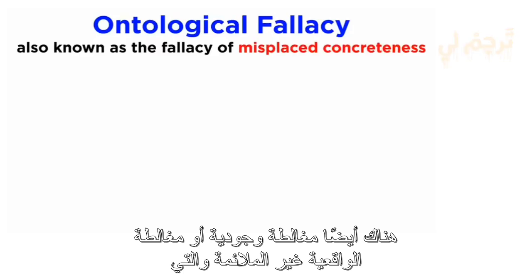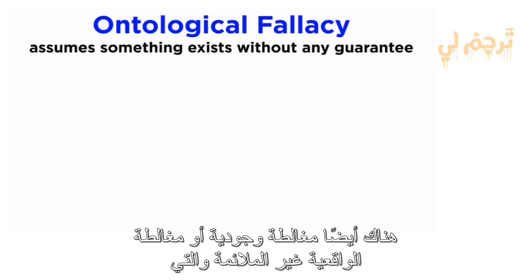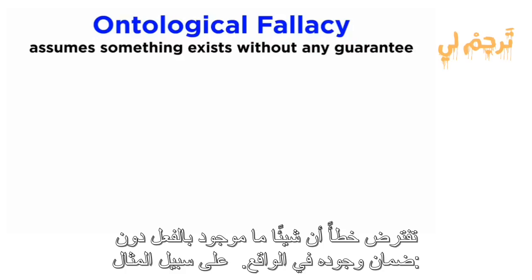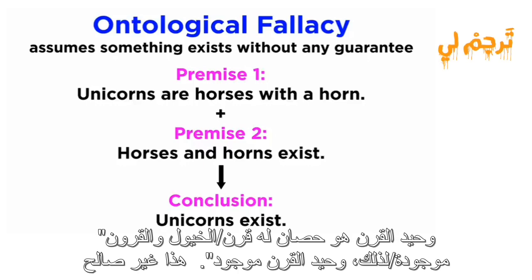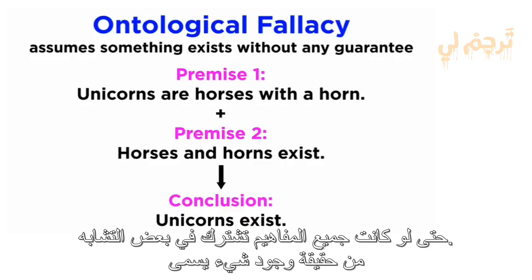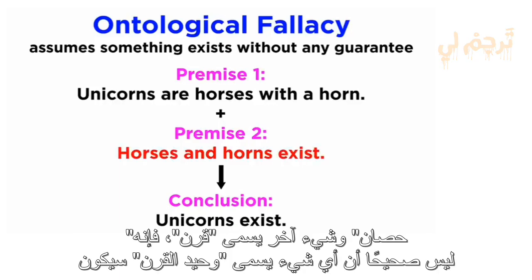Similar, but lesser known, there is also an ontological fallacy, or fallacy of misplaced concreteness, which mistakenly assumes that something does exist without the guarantee that it exists in reality. For example, unicorns are horses with a horn. Horses and horns exist, therefore unicorns exist. This is invalid even though all concepts share some likeness. From the fact that there is something called horse and another thing called horn, it is not true that anything called unicorn will exist.